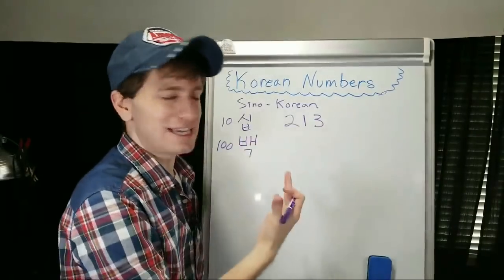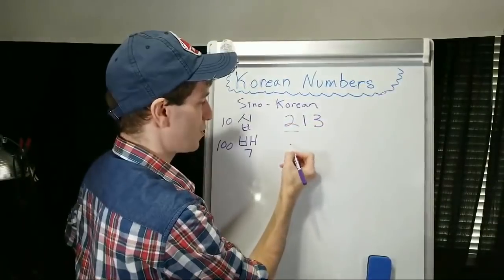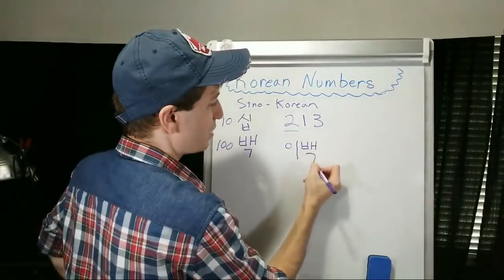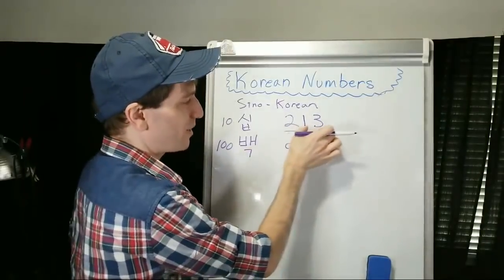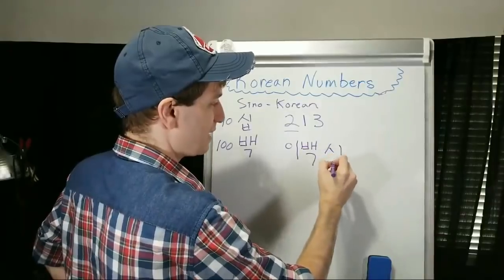So 213. We see that we have 200s here, so we're going to need something in the 200 place. So 2, 100, which is 200. So now we're done. Now we have 200. Now we have to deal with this 13. How do we say 13? 10, again for 10. 3.